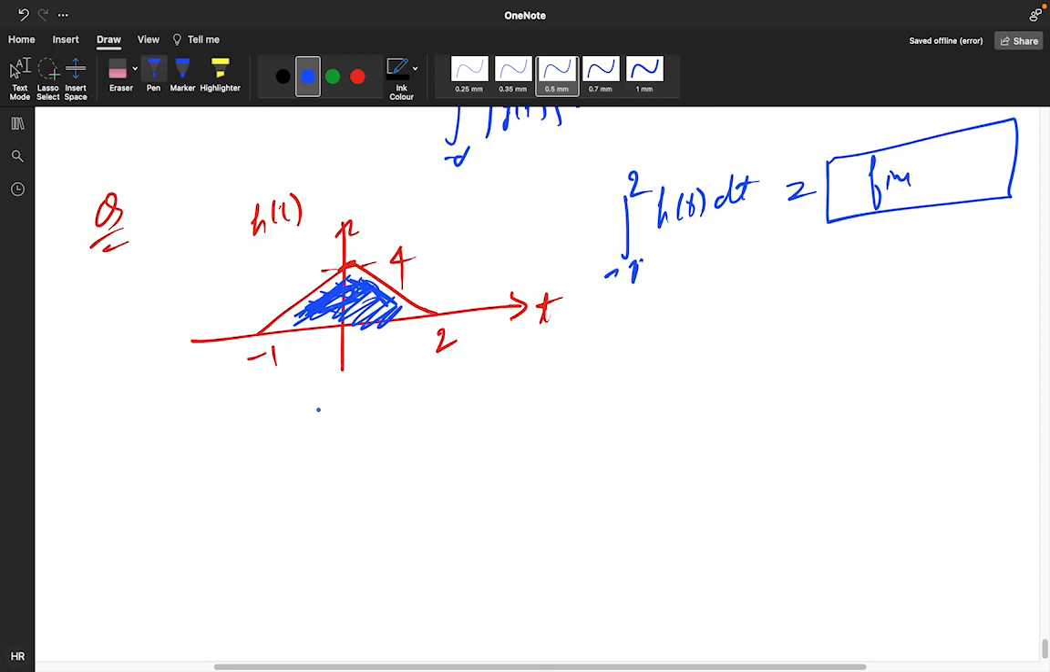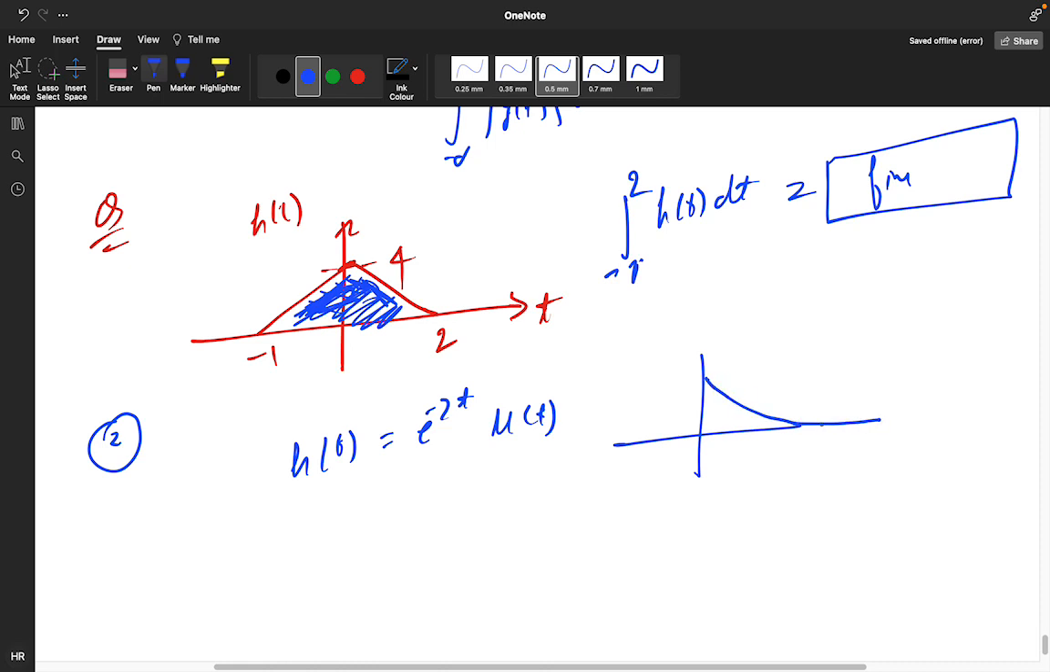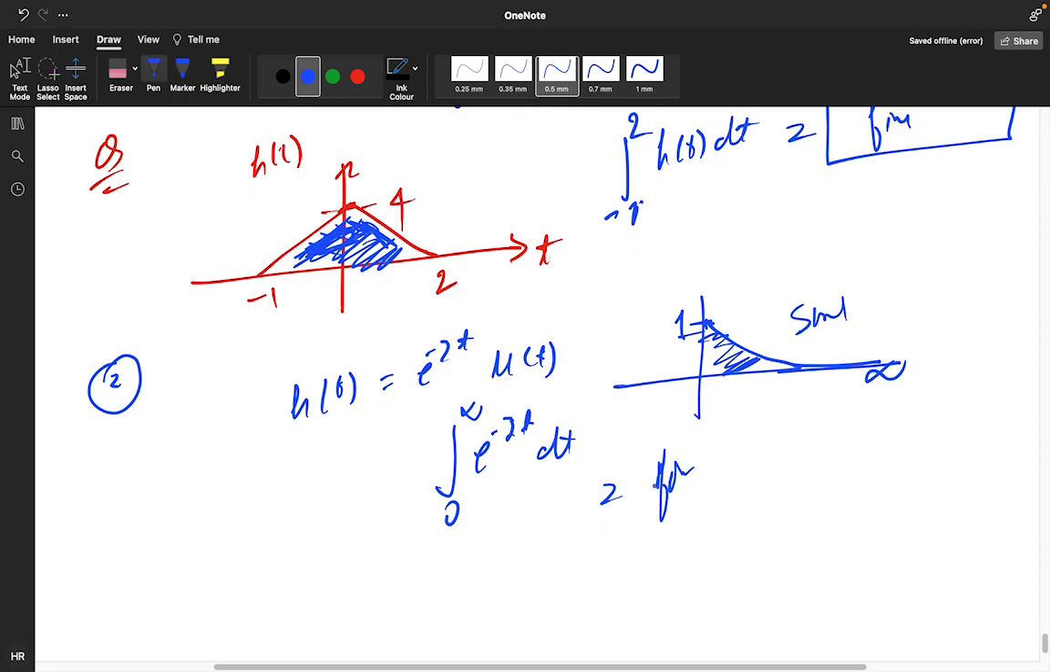What about this? Question 2. If you have h of t is equals to e power minus 2t u of t, what will be the figure of this? It's like this. Whether it will be stable or unstable, guys? From 0 to infinite e power minus 2t dt, if you integrate this, you will get the finite value. So stable only. And by the graph also you are seeing that this area can be calculated.